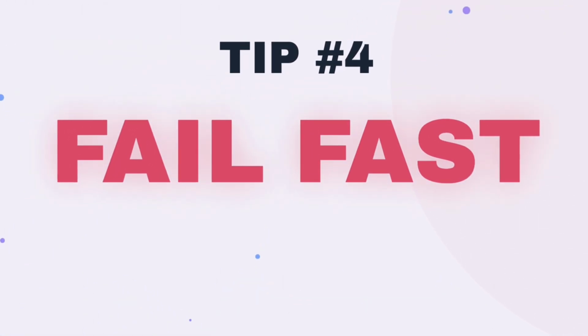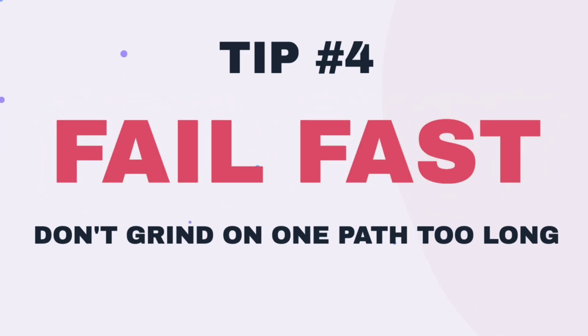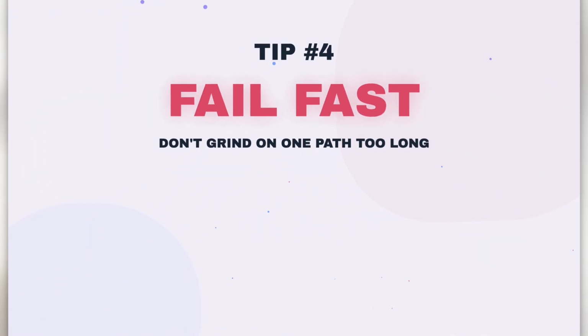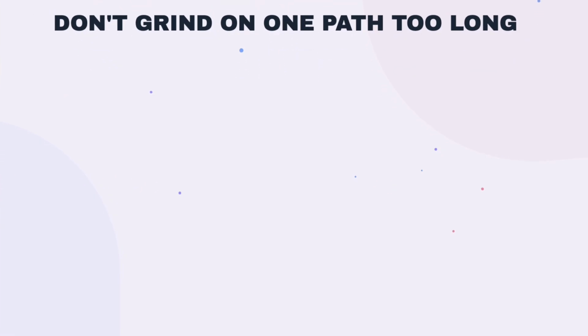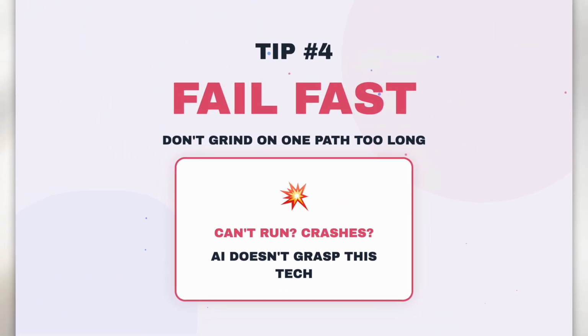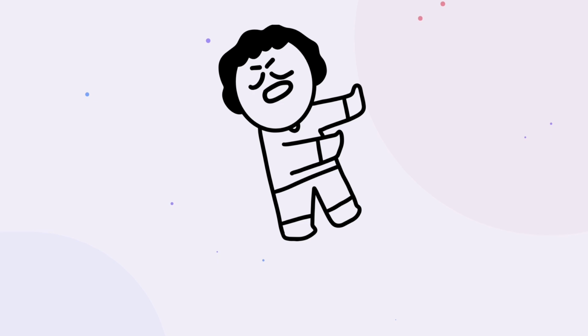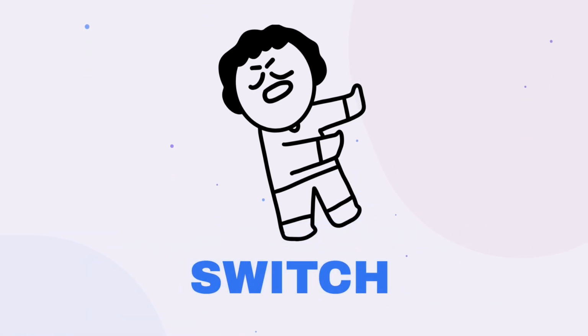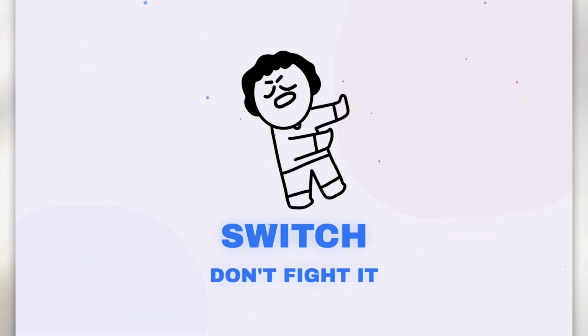Tip 4. Fail fast. Don't grind on one path too long. I've said before, question AI's suggestions before you trust them. But even if you ask about risks up front, some problems only show up when you actually run the code. So my rule is simple. Fail fast. Have AI build a basic feature. If it can't even get the project running, if it crashes the moment you tap something, that means AI doesn't have a good enough grasp of that technology. Switch. Don't fight it.